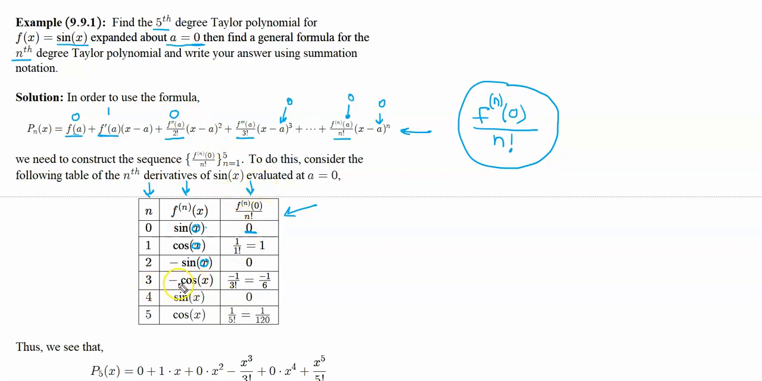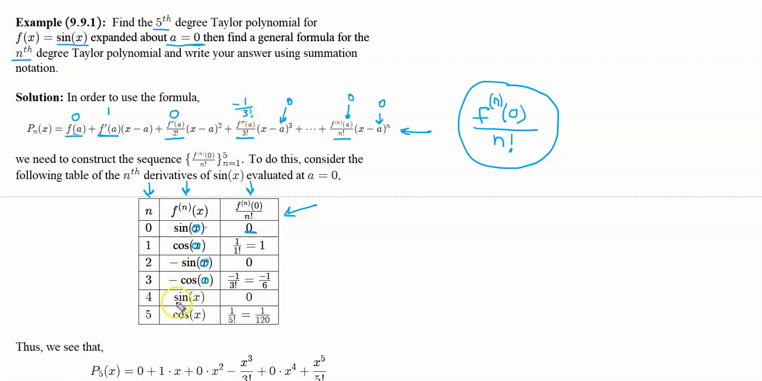When n is 3, we take 0 and put it in here for that x. Negative cosine of 0 is negative 1, and we divide by 3 factorial. And so this term right here is going to be negative 1 over 3 factorial. And instead of writing the 3 factorial as 6, it's sometimes easier just to leave the factorial in there. That will make it easier to identify a pattern.